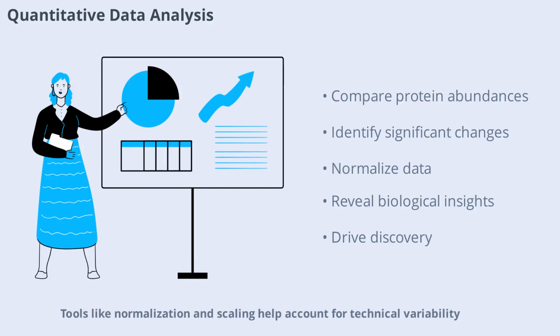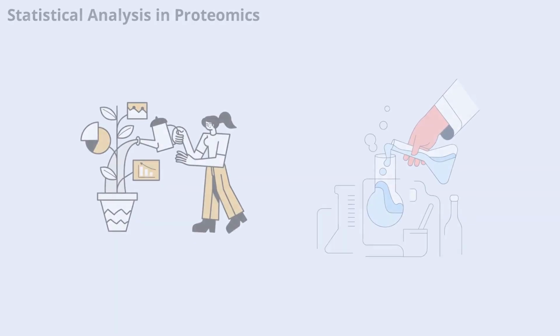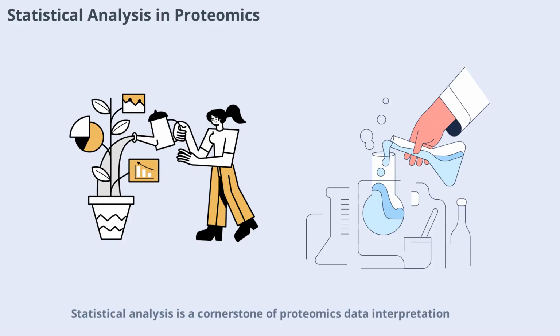Tools like normalization and scaling help account for technical variability, ensuring that observed differences are biologically meaningful. By applying robust quantitative analysis, researchers can uncover patterns and trends that drive scientific discovery. Statistical analysis is a cornerstone of proteomics data interpretation.